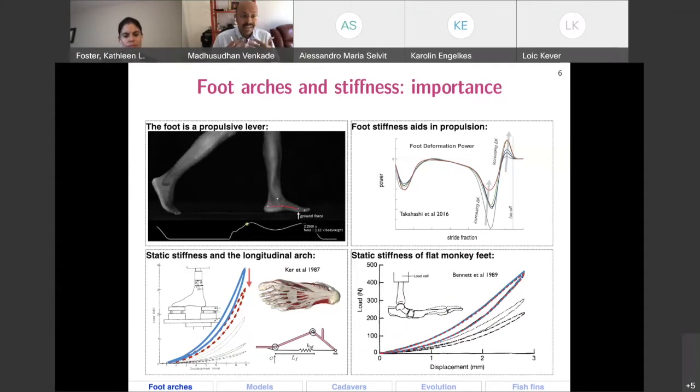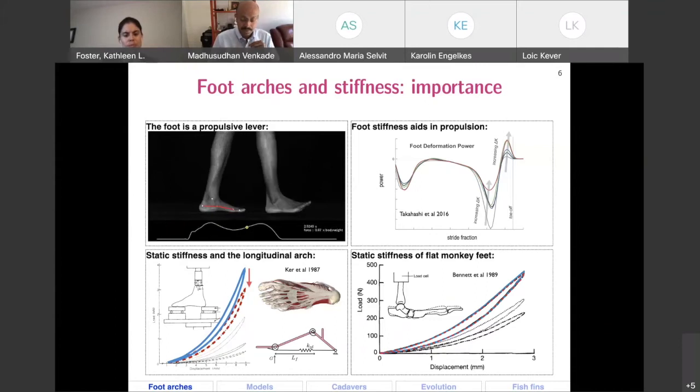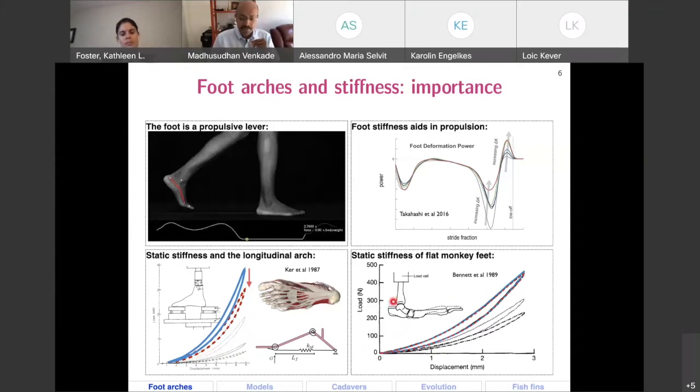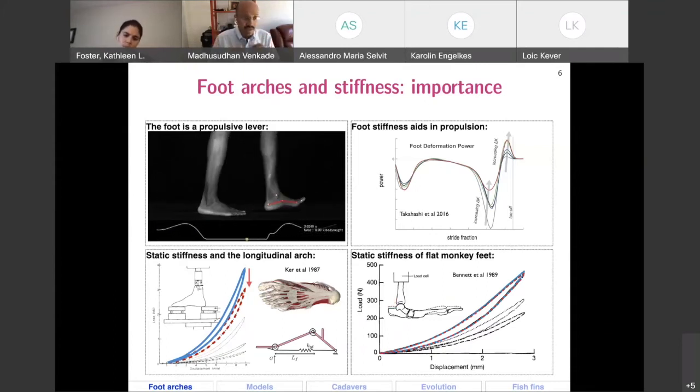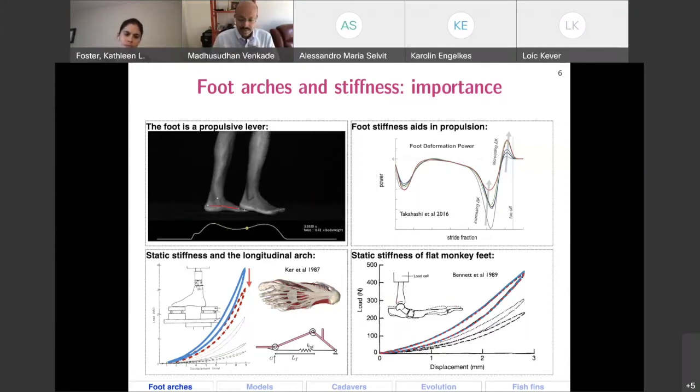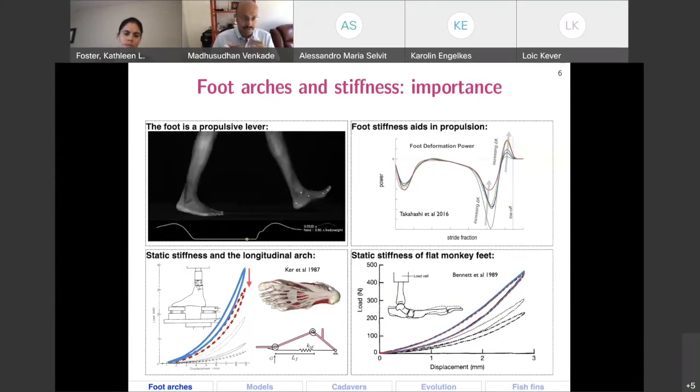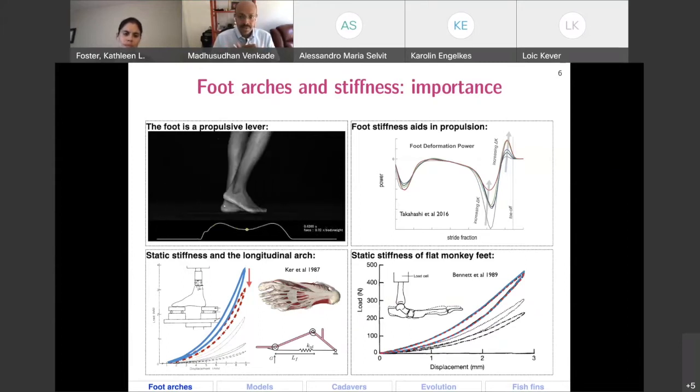In other words, it is the longitudinal arch that helps the plantar fascia contribute to foot stiffness. And therefore, in the absence of a longitudinal arch, the plantar fascia does nothing. Very nice, clean understanding of how the structure is functioning. But there are all kinds of debates about it.